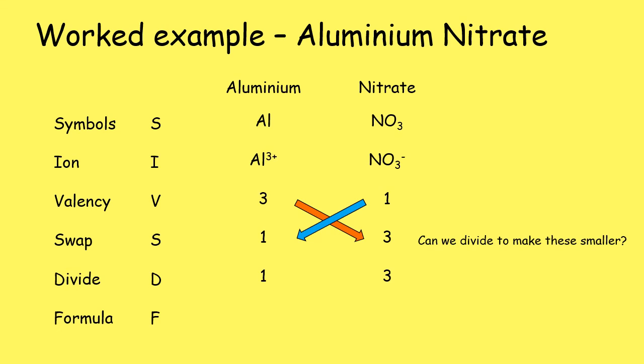And so when it comes to writing the formula, we put the ions in brackets. So the Al3+ in a bracket, there's one of it, so we don't write a number. With the NO3 minus, we put that in a bracket. There are 3 of them, so we put 3 outside that bracket.